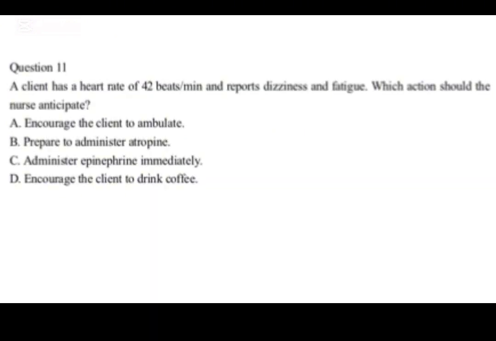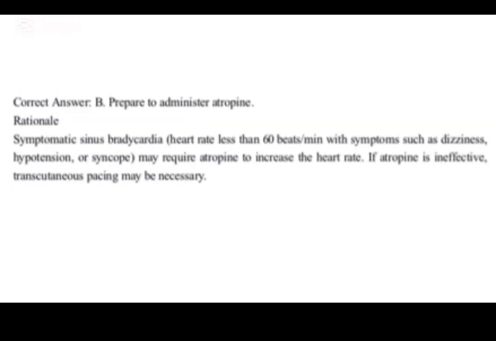Question 11. A client has a heart rate of 42 beats/min and reports dizziness and fatigue. Which action should the nurse anticipate? A. Encourage the client to ambulate. B. Prepare to administer atropine. C. Administer epinephrine immediately. D. Encourage the client to drink coffee. Correct answer: B. Prepare to administer atropine. Rationale. Symptomatic sinus bradycardia, heart rate less than 60 beats/min with symptoms such as dizziness, hypotension, or syncope, may require atropine to increase the heart rate.